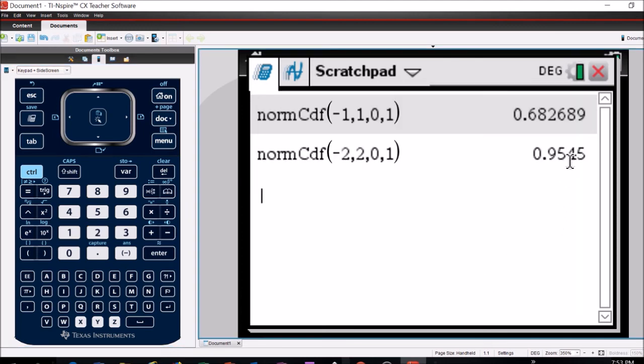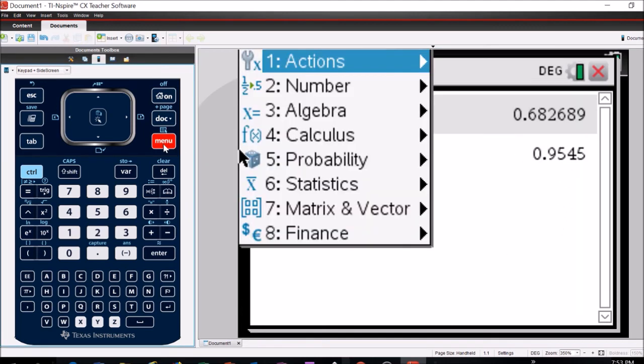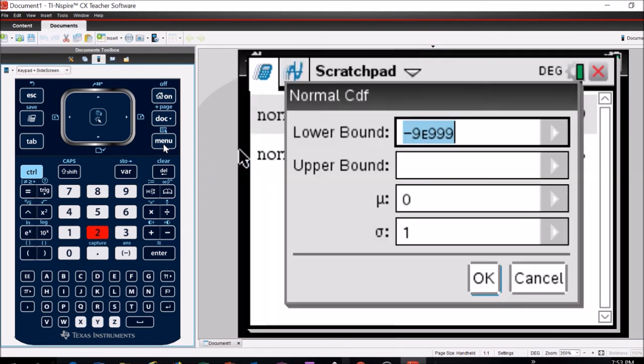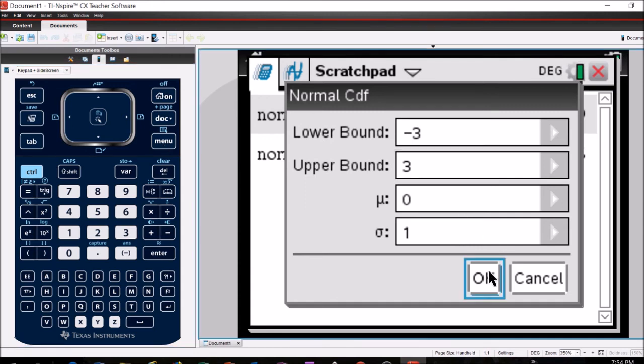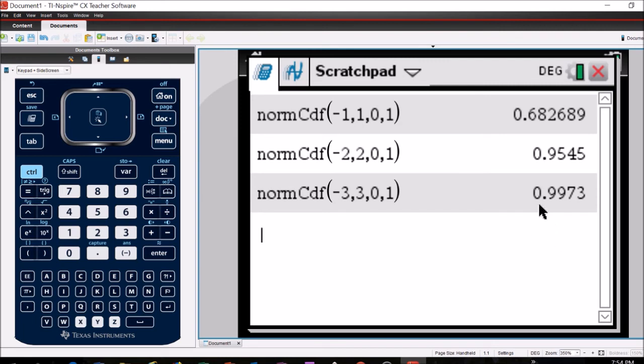Okay, here's the next one, 95%. Let's do the last one, menu 552. Now 3 standard deviations to the left and 3 standard deviations to the right. So within 3 standard deviations on either side. And I get 0.997. So these 3 numbers are what we mean when we talk about the empirical rule. We'll see some examples of how to use it in just a minute. Maybe that'll help it make sense.